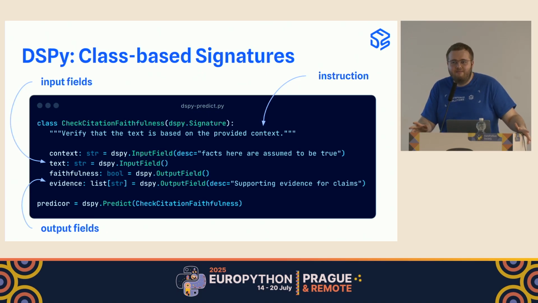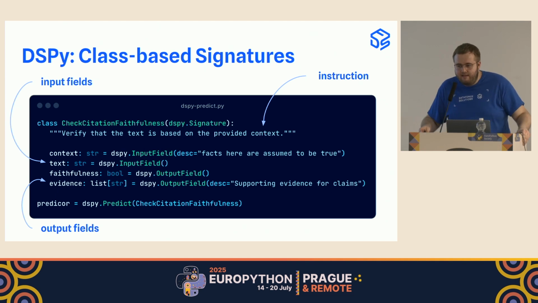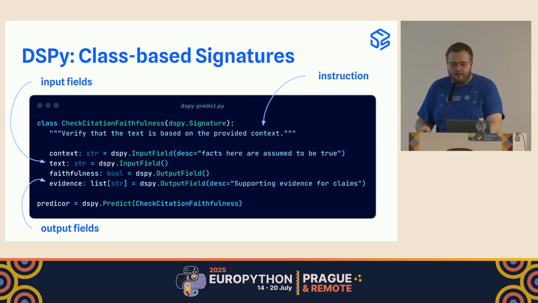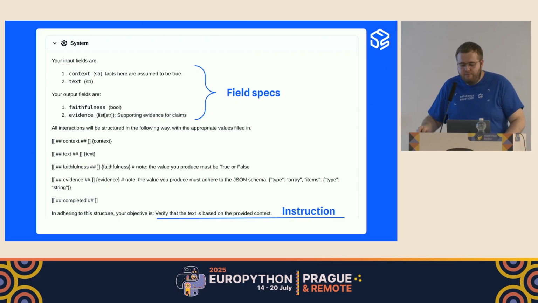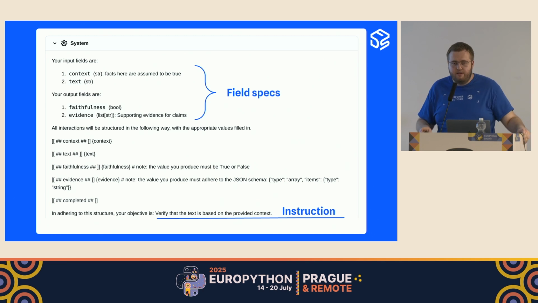But you might be wondering where or how these signatures are being used under the hood. And to answer this question, we can have a look at the raw data that is being sent to the LLM. And here we can see that our signature got automatically transformed into a rather long system message. It starts with the specification of the fields, then the general description of the format, and finally the instruction itself. So now that we understand how signatures work, we can talk a little bit more about modules.